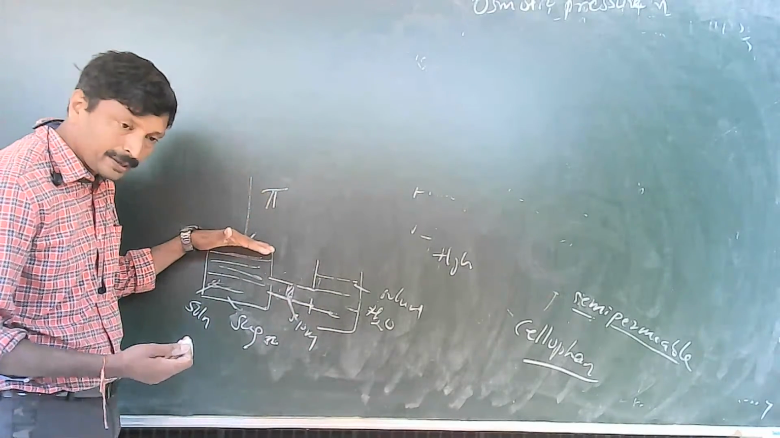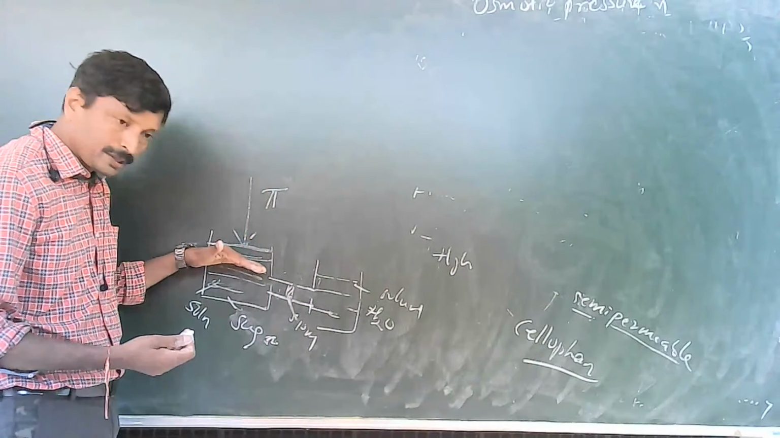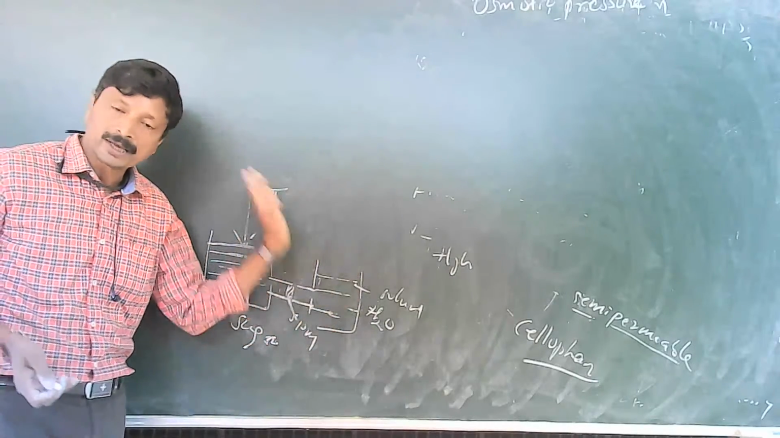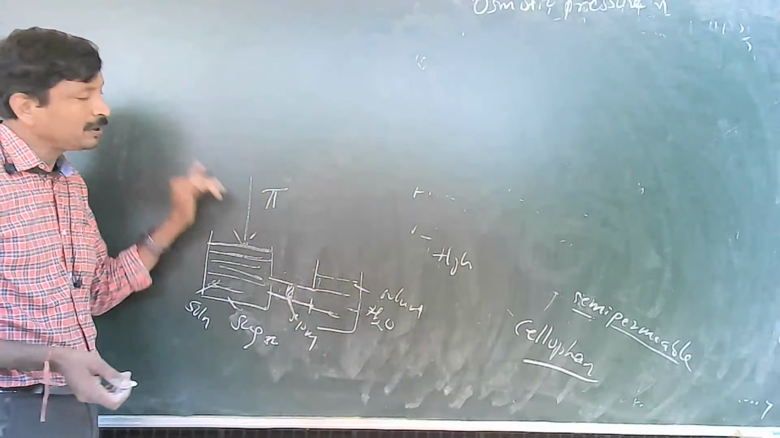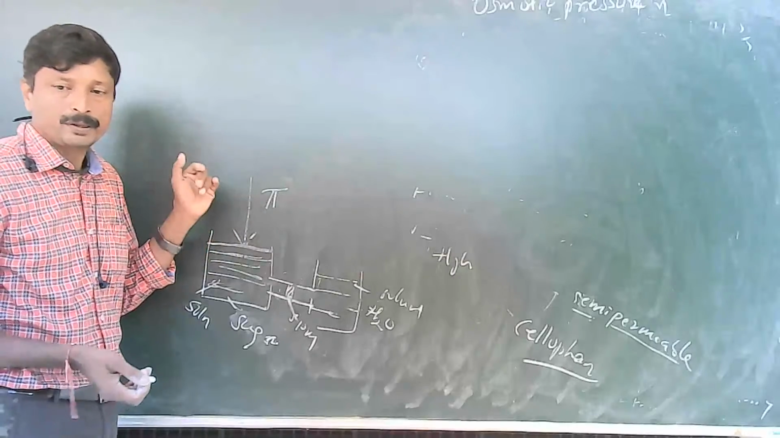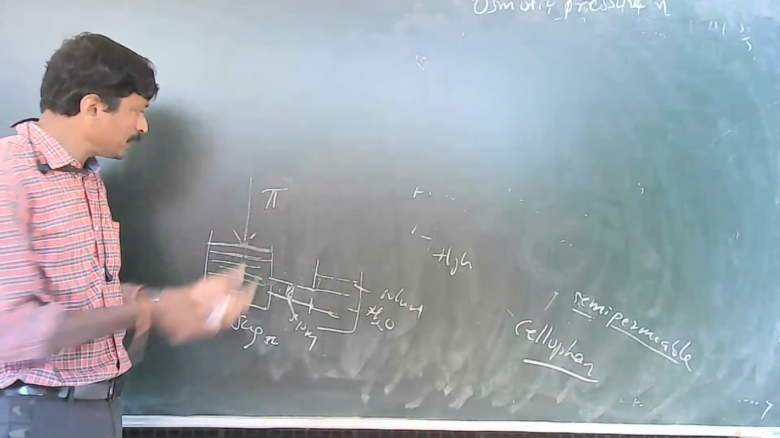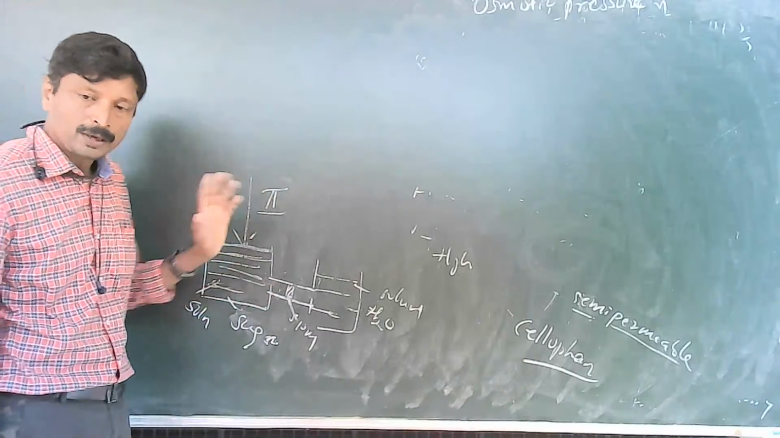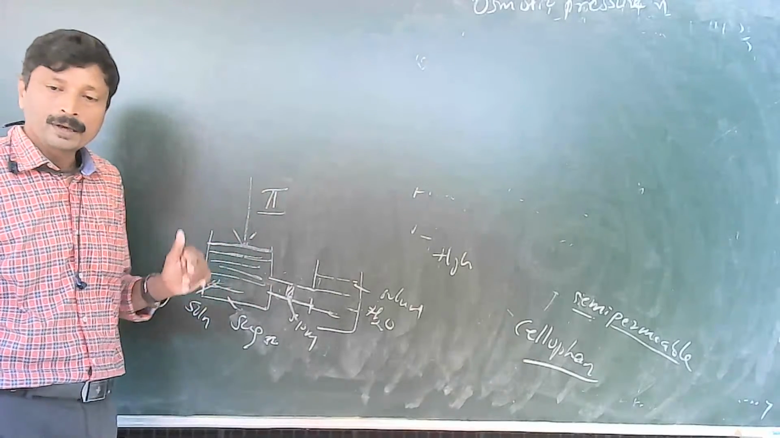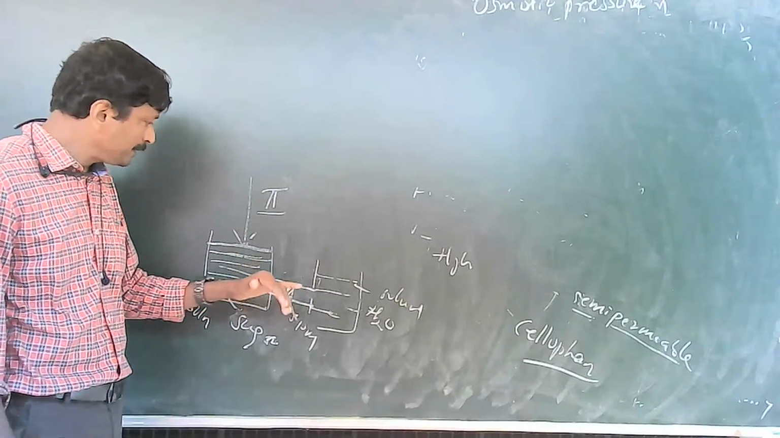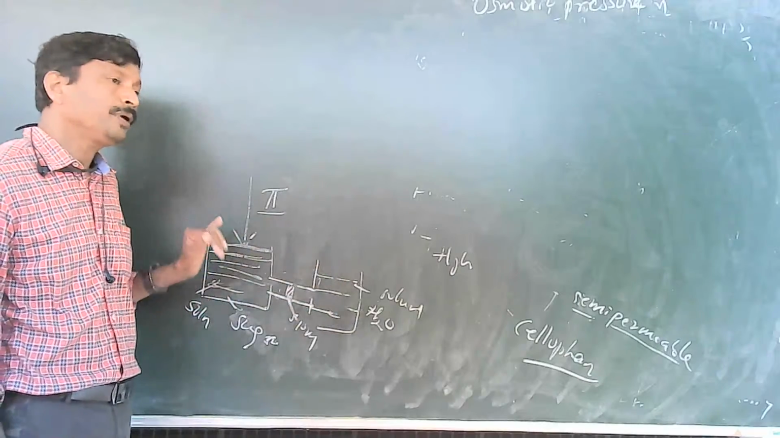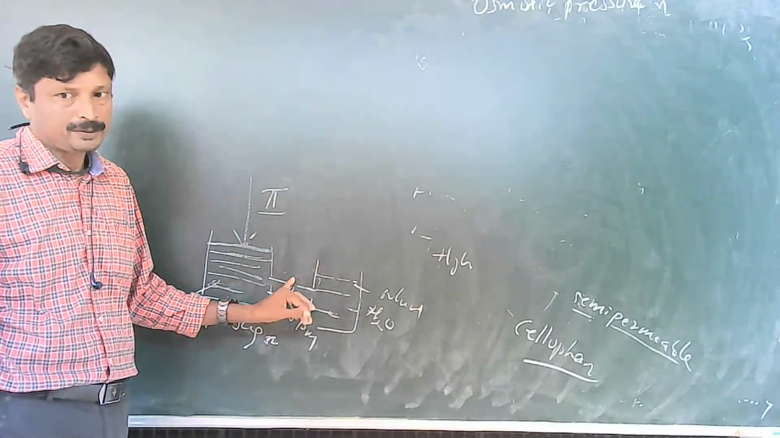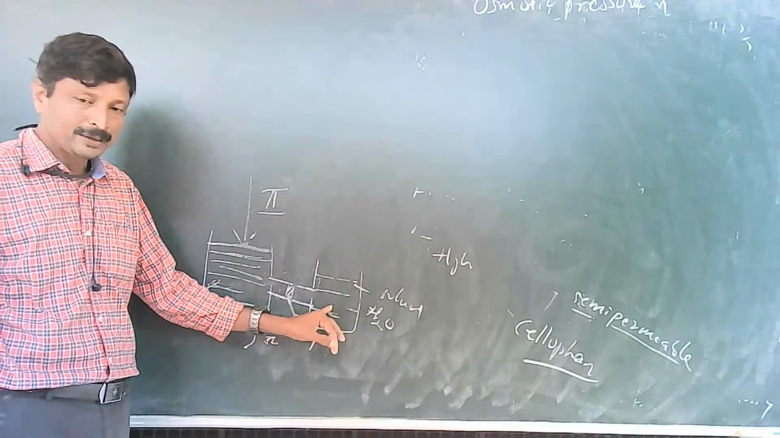Suppose you apply pressure here, at one pressure, no osmosis takes place. That pressure is called osmotic pressure. How do you define osmotic pressure? It's the pressure applied on the solution side to just stop the osmosis, that is, the flow of solvent particles from a region of lower concentration to higher concentration through the semi-permeable membrane.